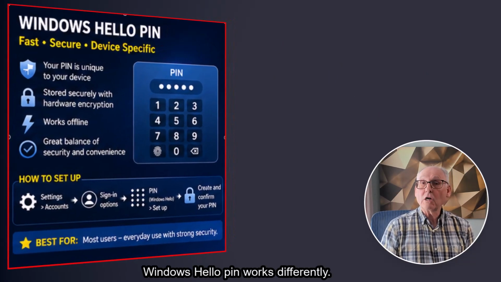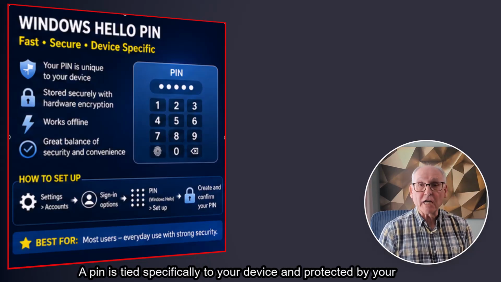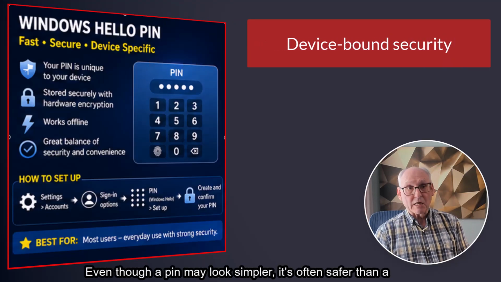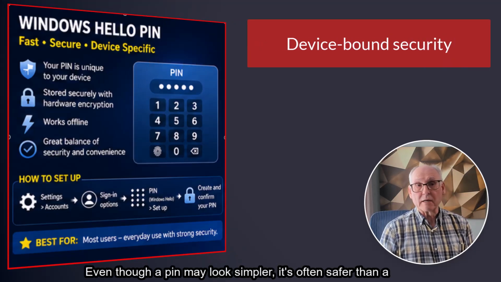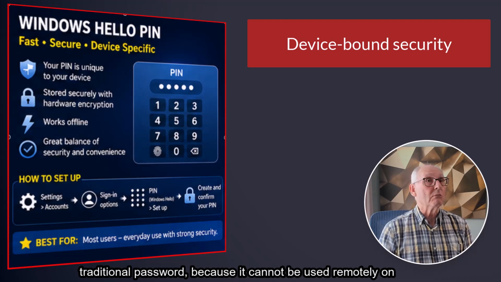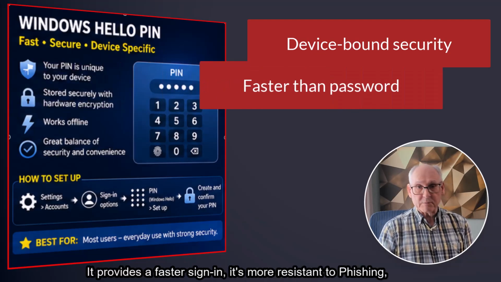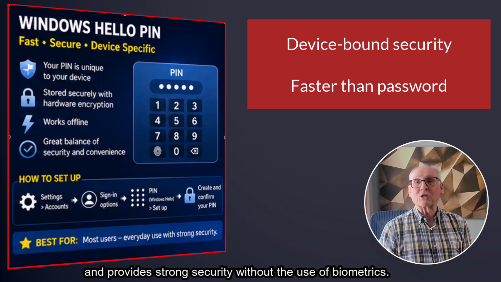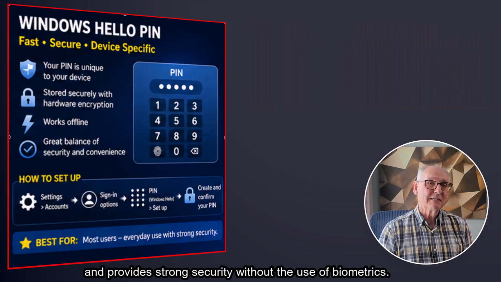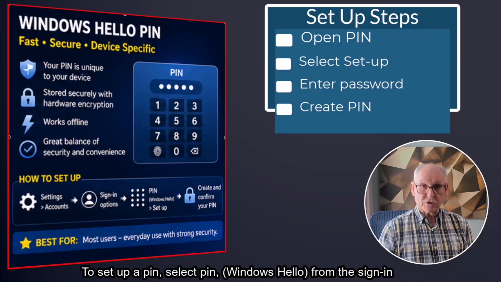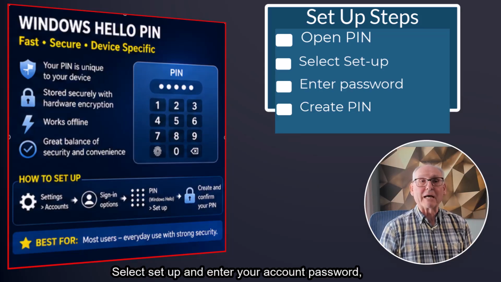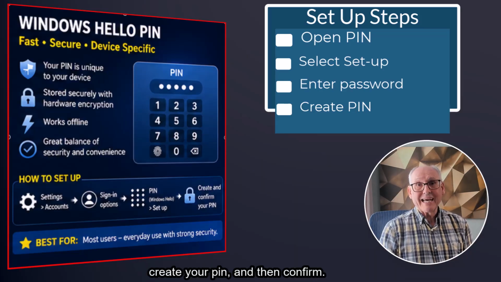Windows Hello PIN works differently. A PIN is tied specifically to your device and protected by your PC's Trusted Platform Module, or TPM. Even though a PIN may look simpler, it's often safer than a traditional password because it cannot be used remotely on any other system. It provides a faster sign-in, it's more resistant to phishing, and provides strong security without the use of biometrics. To set up a PIN, select PIN Windows Hello from the Sign-in options. Select Setup and enter your account password. Create your PIN and then confirm.